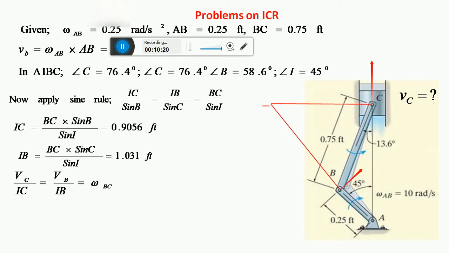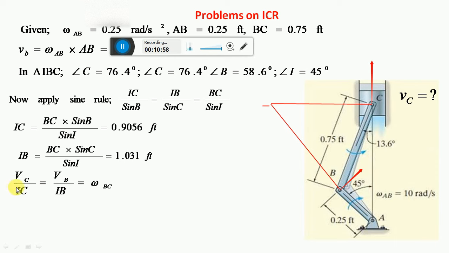Next, since we have this I center, we can have the relation VC upon IC is equal to VB upon IB is equal to omega BC. How can we use this relation? Because we assume that at this instant the body BC, which is under general plane motion, is in pure rotation about this I center. So we can apply the equation from V is equal to R omega. VC upon its distance from the I center, which is IC, will be equal to the angular velocity of BC. Again, VB upon IB will be equal to omega BC.